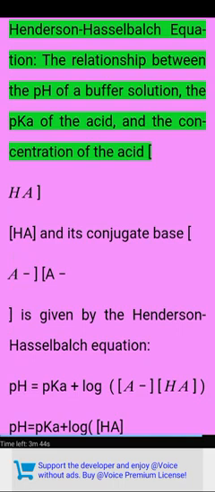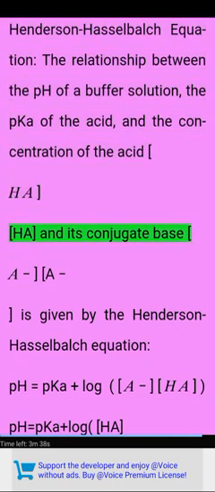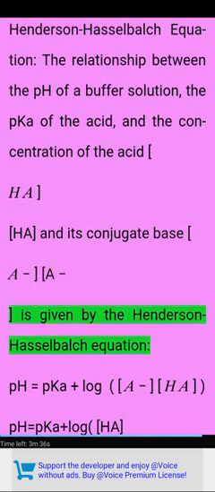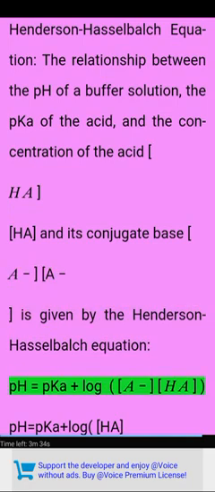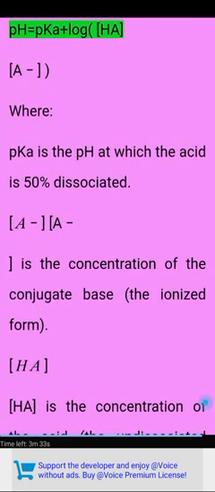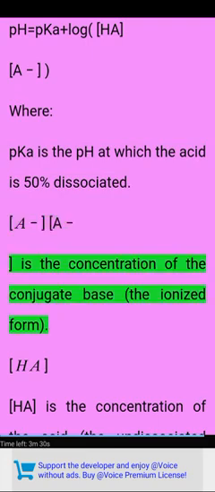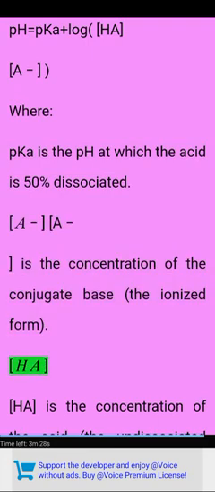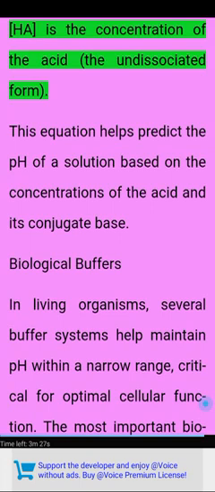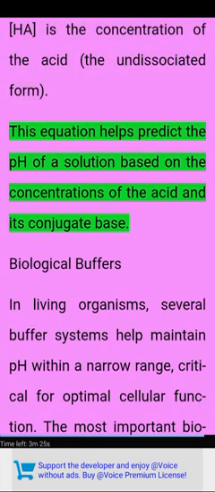Henderson-Hasselbalch equation. The relationship between the pH of a buffer solution, the pKa of the acid, and the concentration of the acid, HA, and its conjugate base, A-, is given by the Henderson-Hasselbalch equation: pH equals pKa plus log [A-]/[HA]. Here, pKa is the pH at which the acid is 50% dissociated. [A-] is the concentration of the conjugate base, the ionized form. [HA] is the concentration of the acid, the undissociated form. This equation helps predict the pH of a solution based on the concentrations of the acid and its conjugate base.